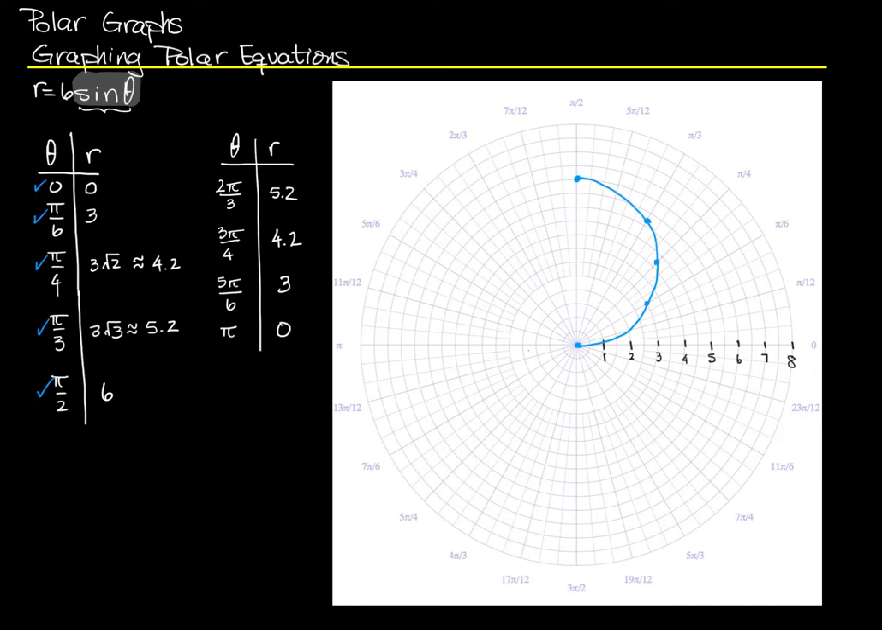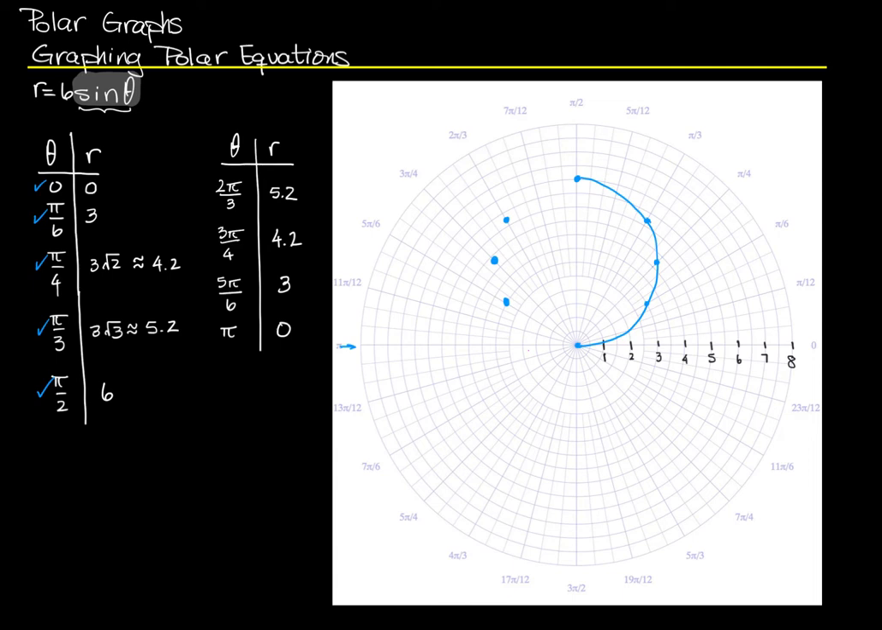And now we can plot these points. I have 2 pi over 3, so I'm on this line, and out 5.2, so let's see. 1, 2, 3, 4, 5.2, so I'm about there. Then 3 pi over 4, so now I'm on this line, and 4.2. So 1, 2, 3, 4, and 4.2 is about there. 5 pi over 6, now I'm on this line. I'm going to go out 3, that's there. And pi, the angle pi, which is this angle here, so I'm on this line, and I'm back at 0.